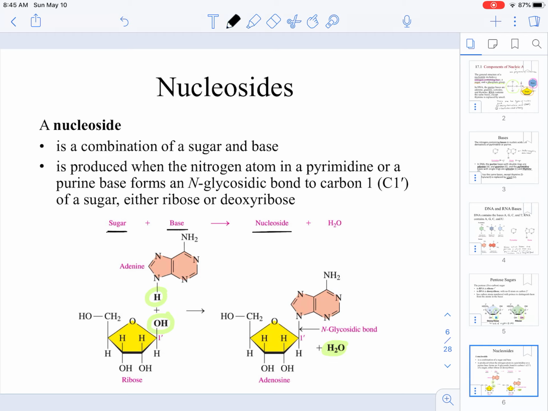Then the bond itself that is found on carbon 1 that links your sugar motif to the nitrogen base, as you can see, has a specific name. It is called an N-glycosidic bond. It is called N because it's bonded to nitrogen. It is called glycosidic because it's bonded to a sugar.